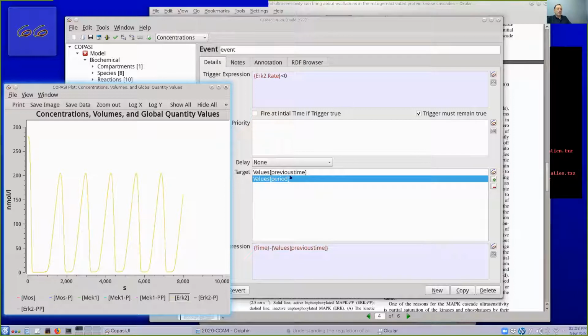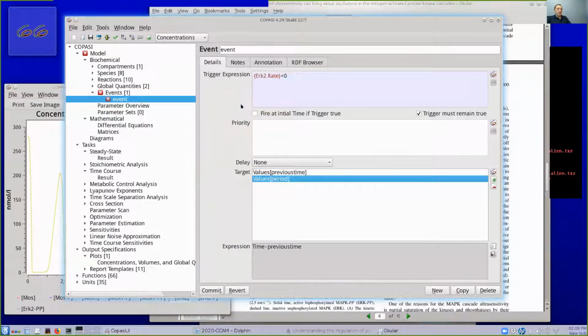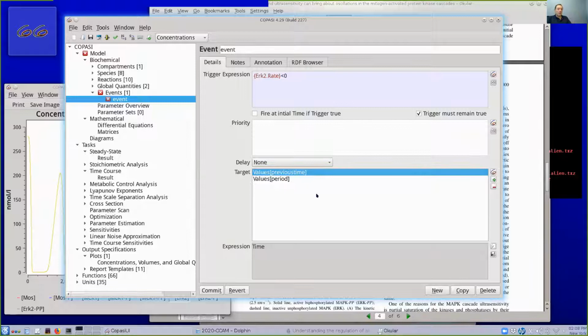And you may say, no, but you just assigned it before. No, when there is an event, everything that happens here is assigned at the same time. There's no order for these. These are all at the same time. They're all updated together. So when I assign the value for period, previous time still has the value of the previous time, not the one that was just assigned. This one is only going to be available for the next event.